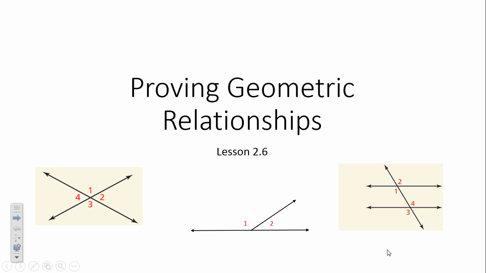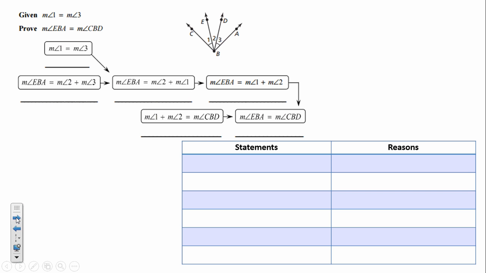All right, lesson 2.6 is on proving geometric relationships. Okay, so we're going to be talking about angle relationships specifically in this section. In the upper left corner of your handout, I have what's called a flowchart proof. And then I also, in the upper right-hand corner, have a two-column proof.